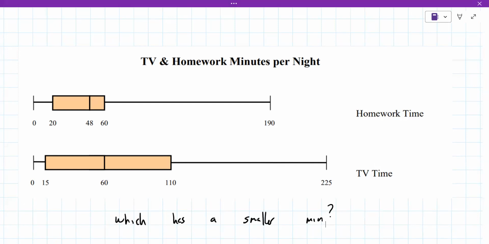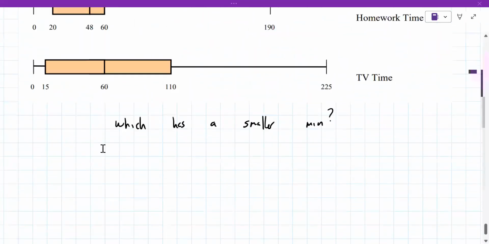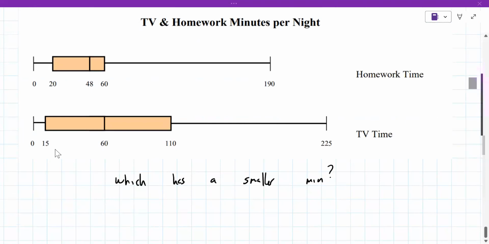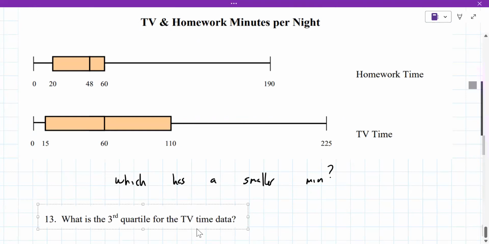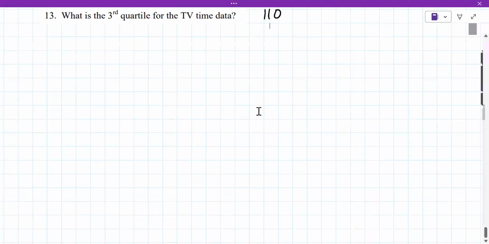Let me grab a few questions that they have written here. And we'll do a couple of square root problems. Actually, you're going to need to see this. All right. What is the third quartile for the TV time data? 110. Yes, exactly. I was going to say, I didn't know if we covered that, but that's really good. All right. So good stuff on that.